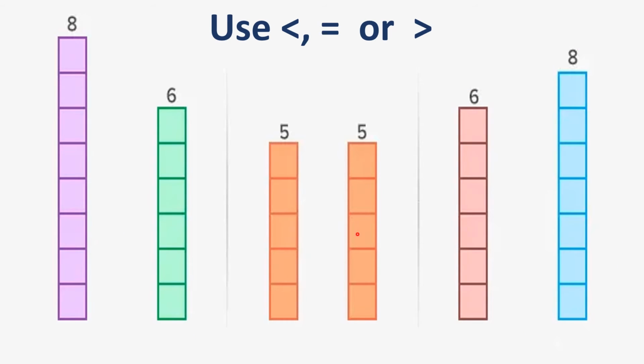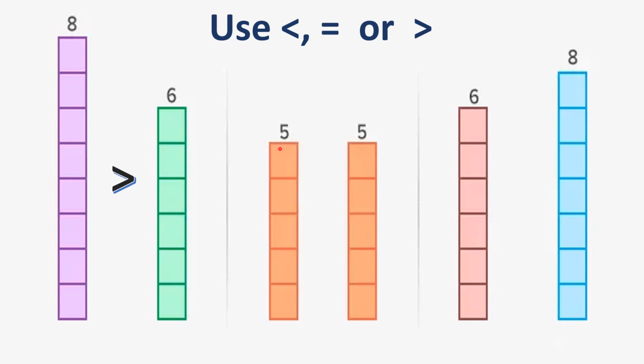Here you can see some columns, 8 and 6. Compartments are there. 5, 5, and 6, 8. Now here we have to use the less than, equal to or greater than symbol in between these two columns. Come on. Here 8 is the first number and 6 is the second number. Tell me, is 8 greater or 6? Yes, correct. 8 is greater. So you are going to use the greater than symbol, isn't it? So 8 is greater than 6.